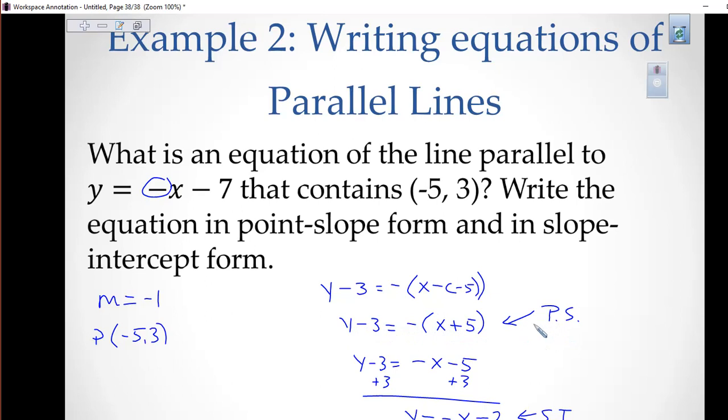That's our point-slope. And now to put it in slope-intercept, we're going to distribute the negative through the parentheses to get rid of the parentheses, and you get negative x minus 5 equals, we bring down the y minus 3. So the last step is to add 3 to both sides, and y is equal to negative x minus 2. So both of those are examples of writing equations similar to what we did yesterday, except now we're writing equations of lines parallel to a given line. So we're using the same slope. So now let's take a look at perpendicular lines.